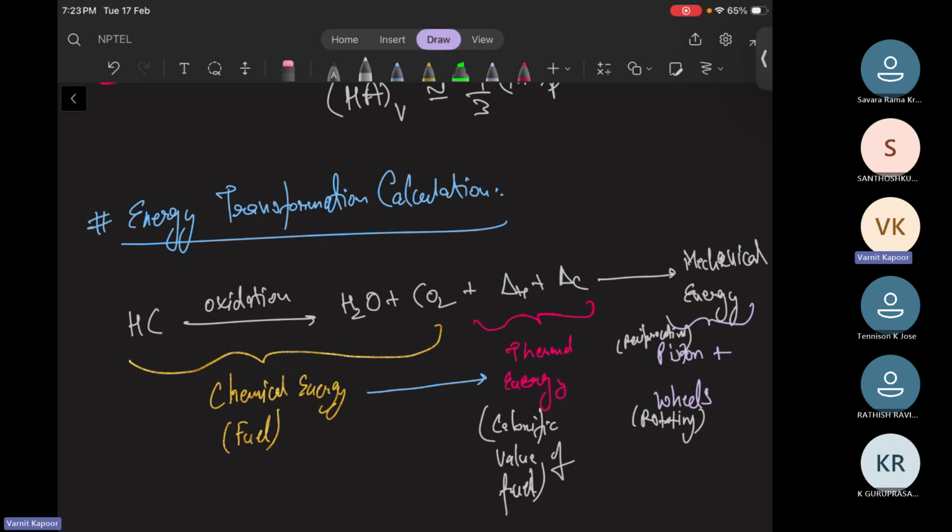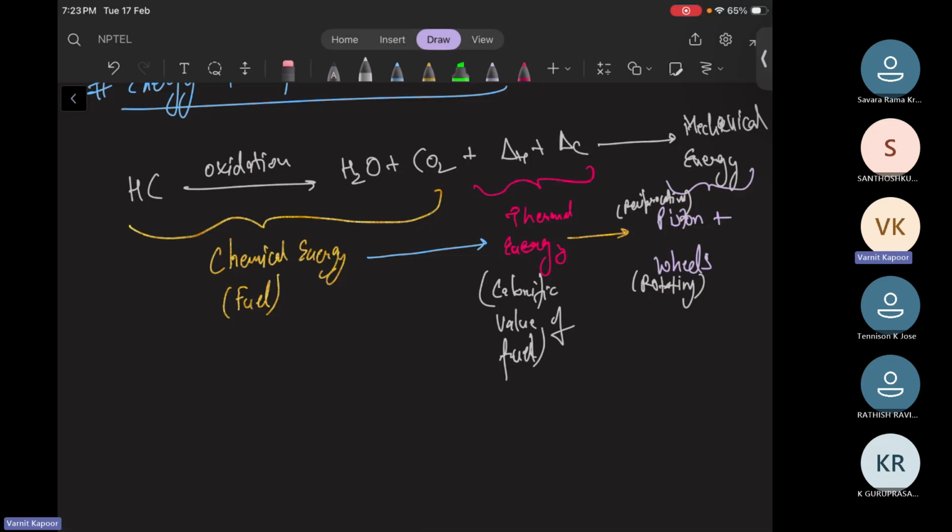Reciprocating motion has a power that is force into velocity, and rotation has a power of torque into omega. Now we need to do the time analysis. So basically we have converted that thermal energy into mechanical energy. This is the whole process: first, chemical energy, by burning the fuel, is converted into thermal energy, and that thermal energy is converted into displacement of the piston, and that piston displacement is converted into rotary motion of the crankshaft, which rotates your wheels. All right.